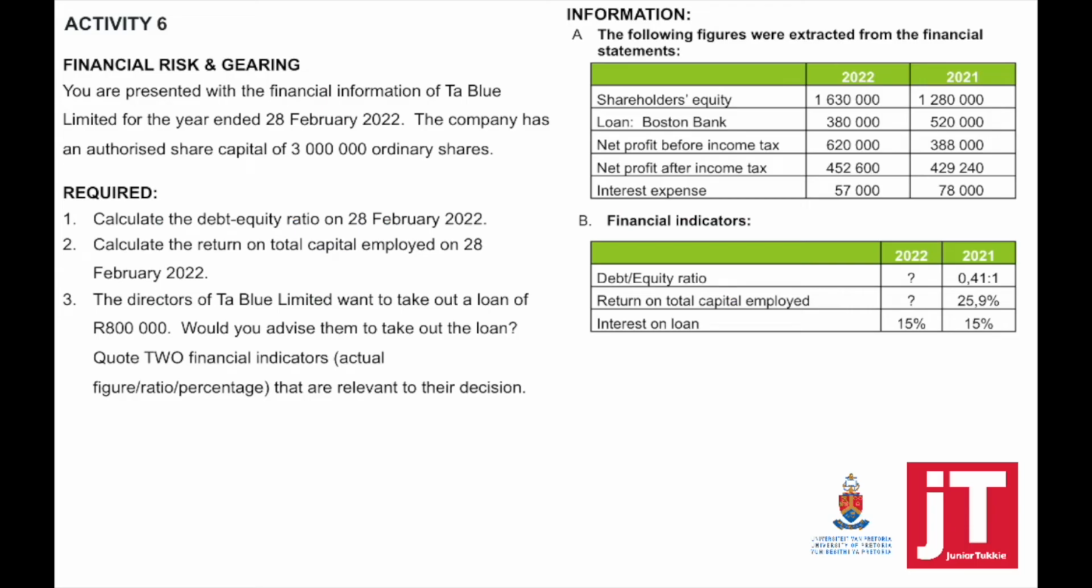Looking at the activity, you are presented with the financial information of Tar Blue Limited for the year ended 28 February 2022. The company has an authorized share capital of 3 million ordinary shares. So we need to answer the following questions and we need to look at the information given. They provided us with an extract from the financial statements and with financial indicators.